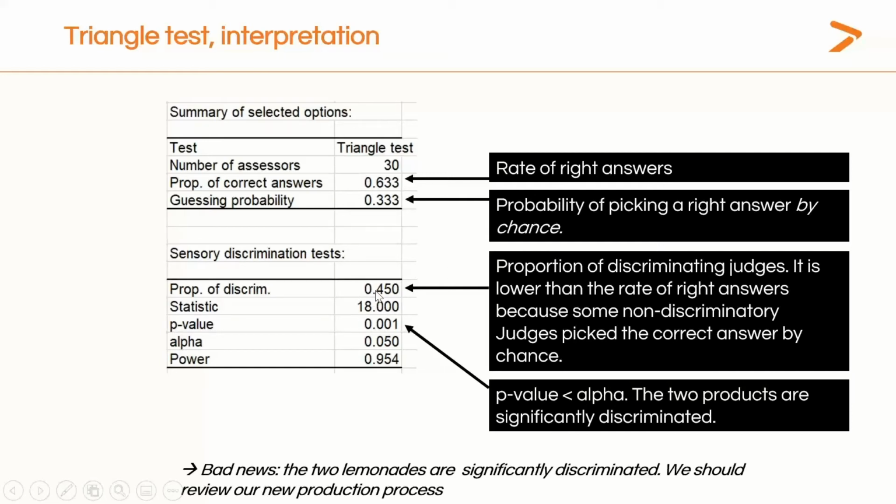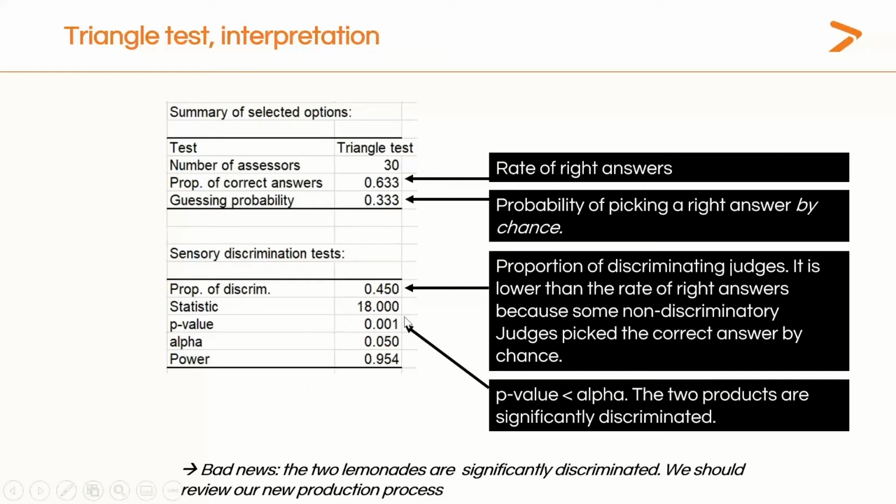Then here you have the proportion of discriminating judges. This proportion is not the same as the proportion of correct answers. Why? Because it's corrected with the non-discriminating judges, or at least the non-discriminating judges who chose the right answer by chance. Okay? So now let's go straight to the point and see what's the outcome of this test.